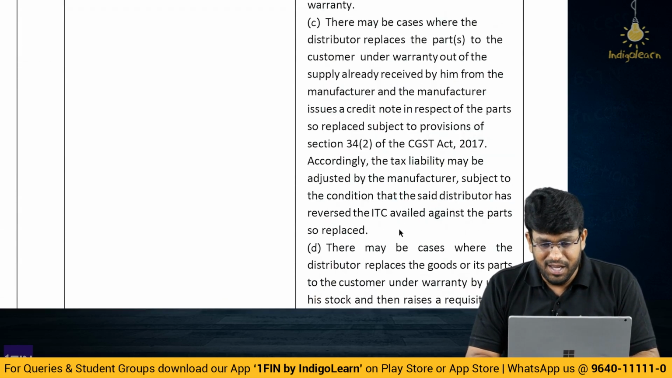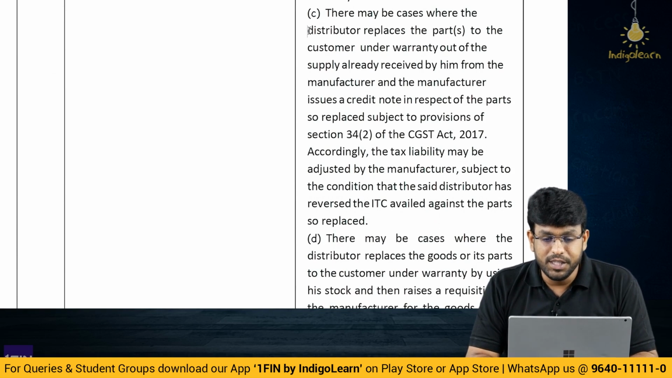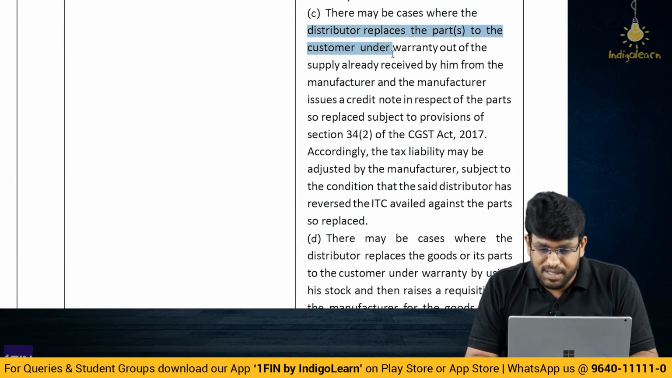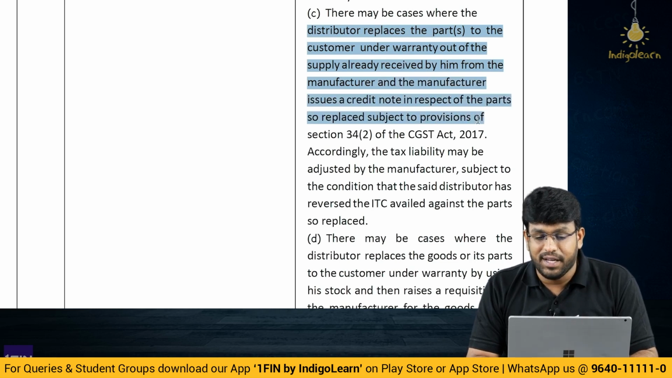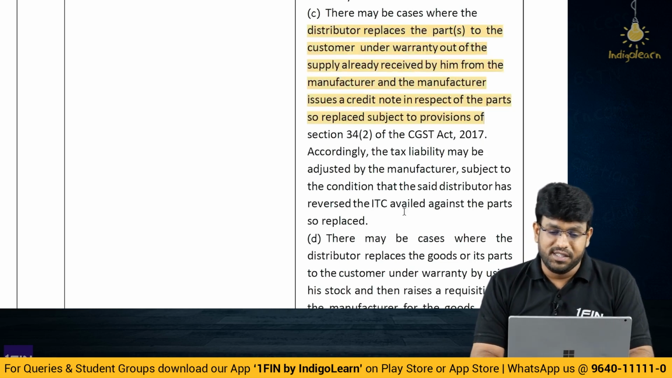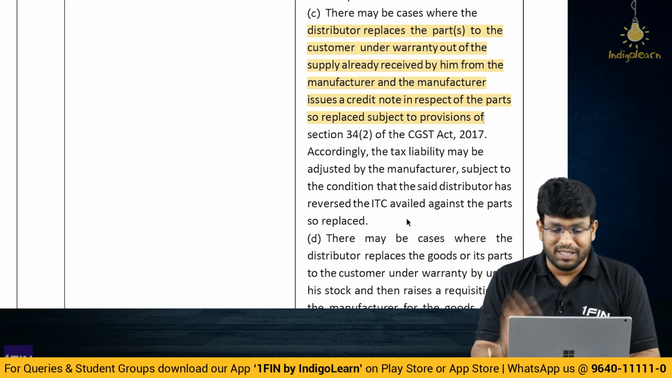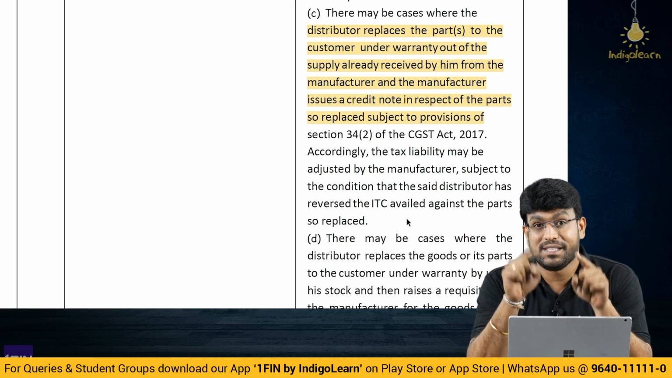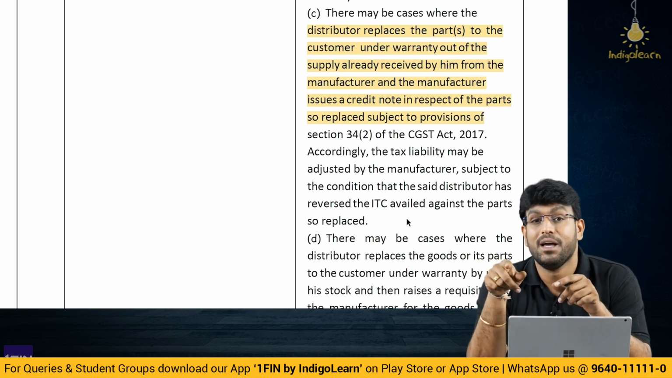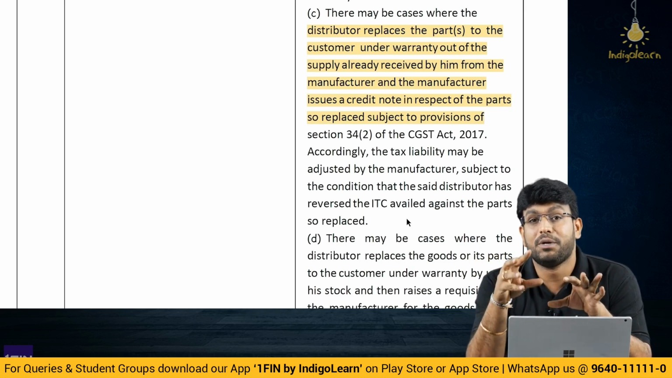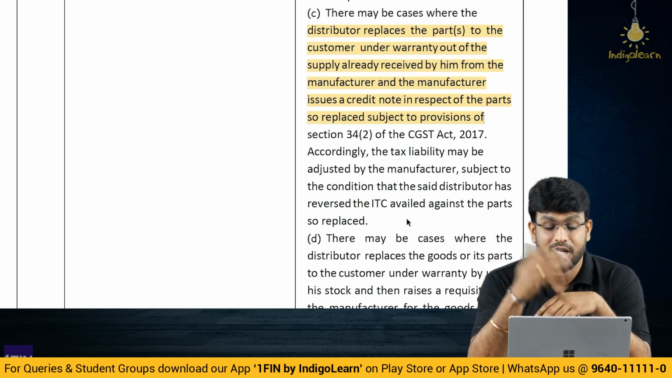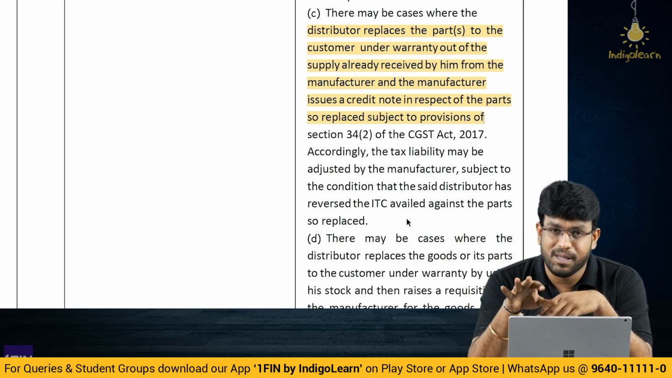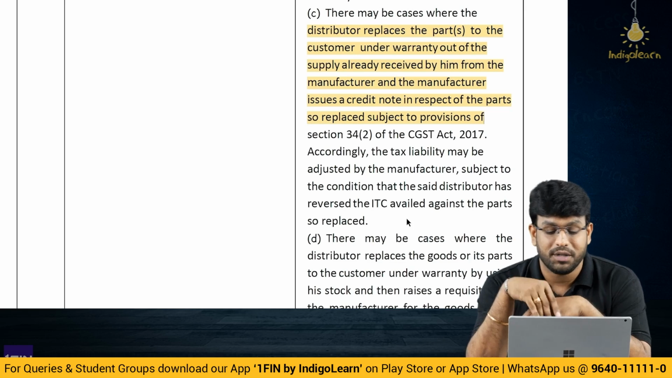Obviously, friends. Third situation, the distributor replaces the part out of stock already received and the manufacturer is giving a credit note. And if a credit note is given, what will happen? We already know. The tax liability will be adjusted accordingly. First case, the distributor replaces the part and takes money from the manufacturer. Second case, the distributor is taking the part only from the manufacturer. Third case, the distributor replaces the part and the manufacturer is giving a credit note.